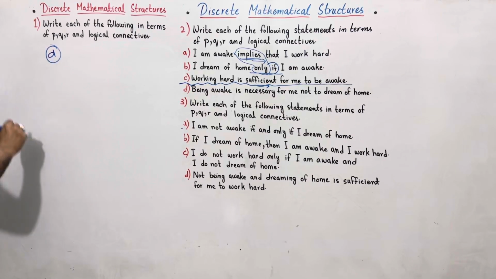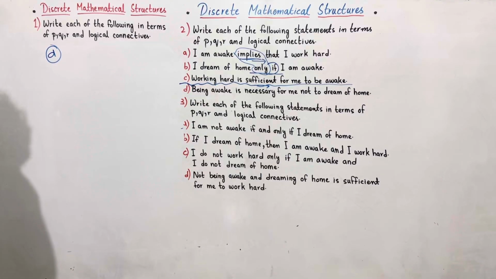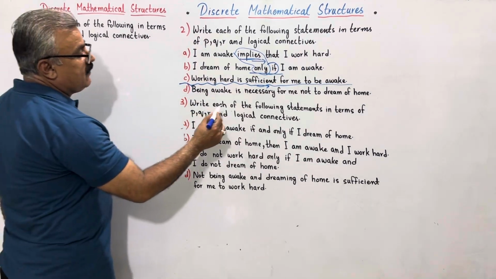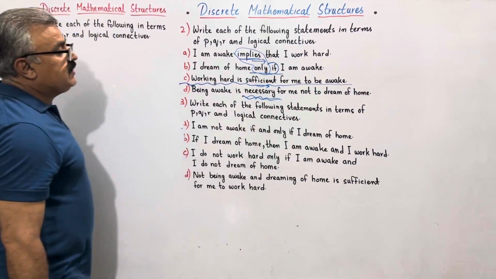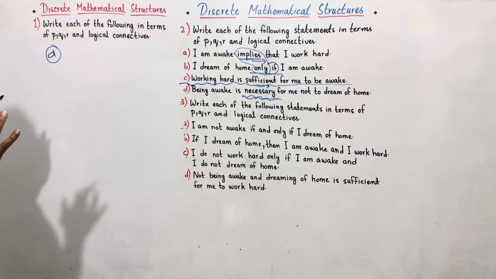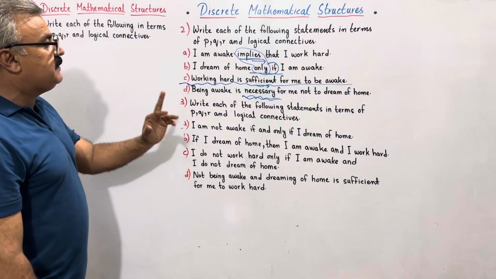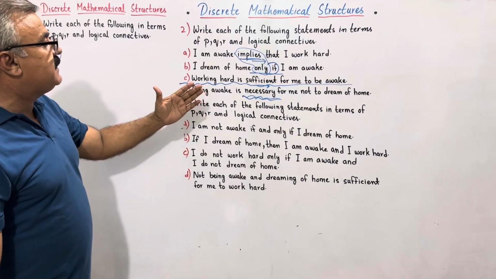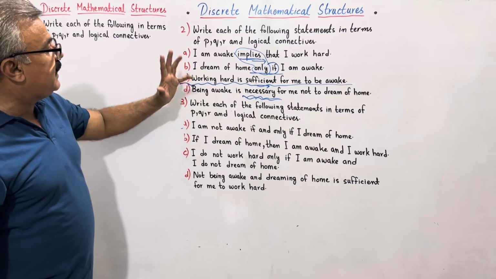Point D: being awake is necessary for me not to dream of home. Necessary. Sufficient and necessary are two confusing words in the case of logical connectives. Sufficient means arrow. Sufficient is the replacement of "only if", which implies "if then".